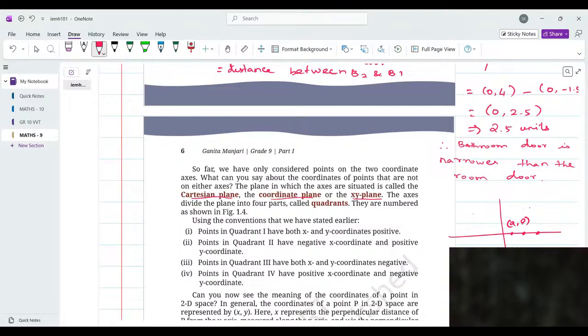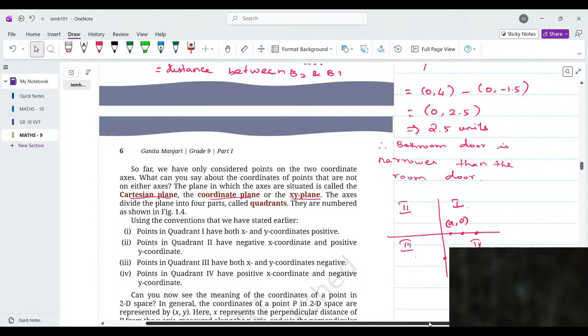We number them as quadrant 1. This is the first quadrant, this is the second quadrant, this is the third quadrant, and this is the fourth quadrant. For any point in the first quadrant, how will it be marked and what are its signs? All these we will learn now.